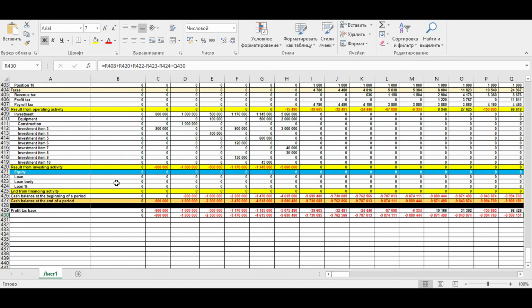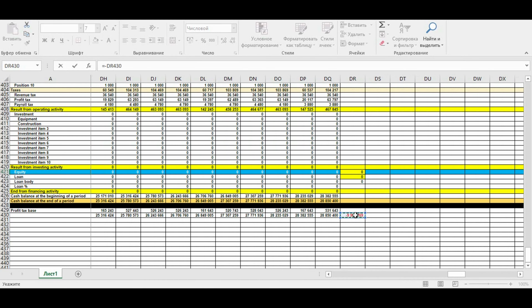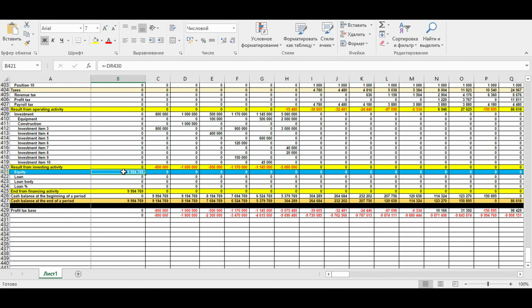Now we go to the beginning of our cash flow statement, put minus, and take this figure. As a result, this is the amount of our money we need to start the business. Then we start to invest it.